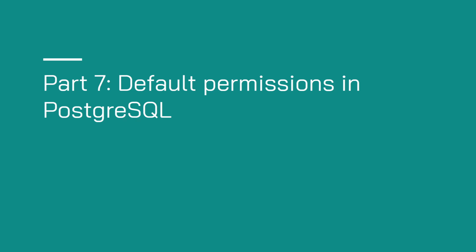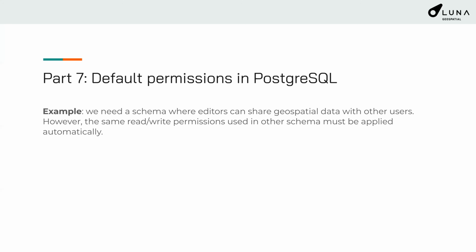All right, default permissions. So the example here is we need a schema where editors can share geospatial data with other users. However, the same rewrite permissions used in other schema must be applied automatically. So this is the example. I created that share schema, and in it, I want to be able to just add data. Any of the editors can add data, and it should be available to other editors.